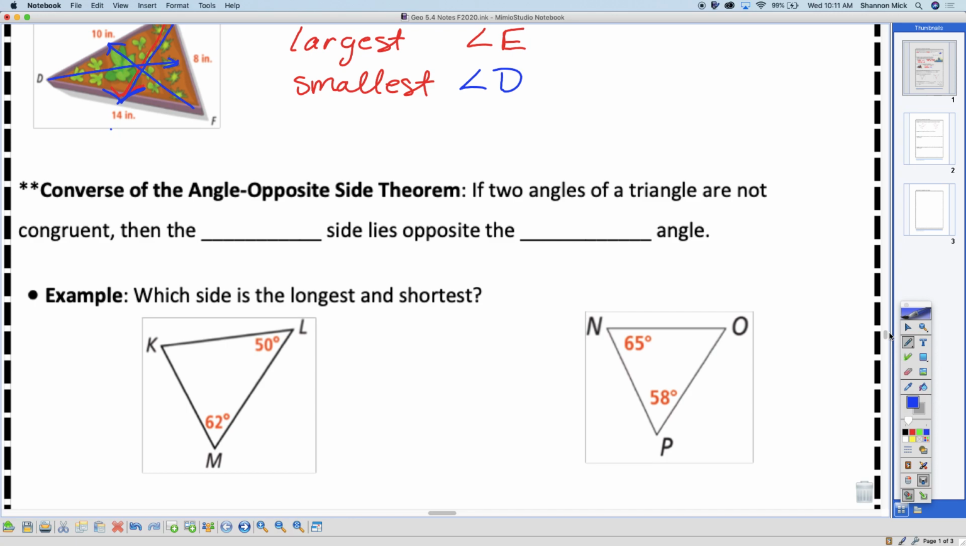That's it. So if two angles of a triangle are not congruent, then the longer side lies opposite the largest angle. Now, Carly said she was going to say smallest or shortest. Does that still apply? Yeah. Like the book, we do them most often in terms of largest and longest. But does it work to put shortest and smallest also? Yes.